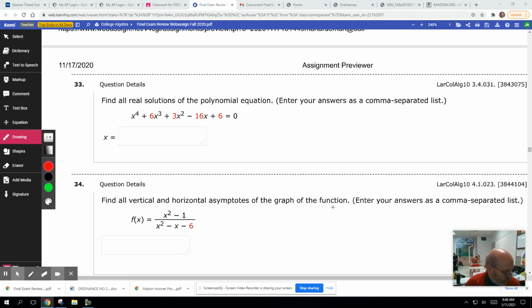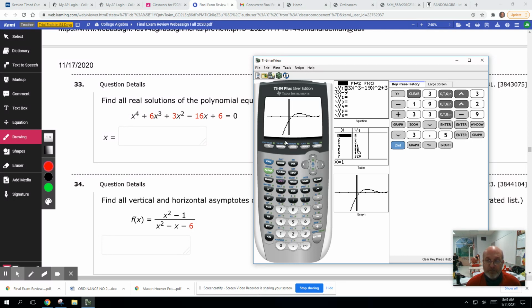Okay, UALR final exam review, college algebra, problem number 33. It says find all the real solutions of the polynomial equation. The equation is x to the fourth plus 6x cubed plus 3x squared minus 16x plus 6. The real solutions are going to be the places where the graph of function f of x equals that polynomial intersect the x-axis. So what we're going to do is put it in the calculator and graph it and see if we can find that.